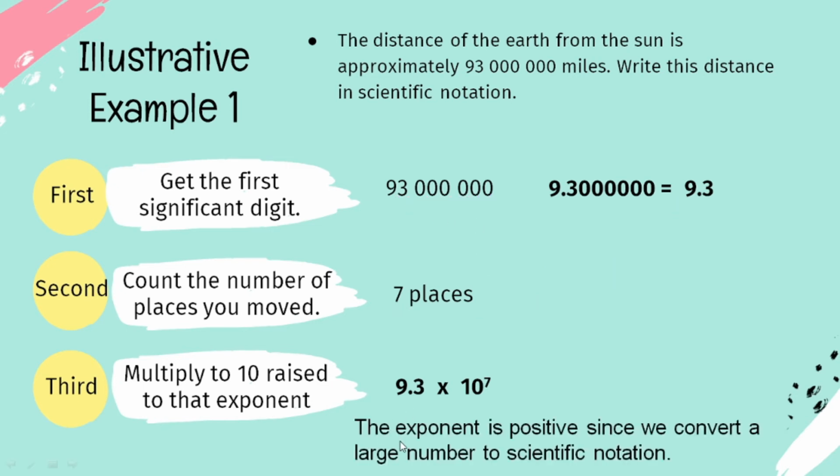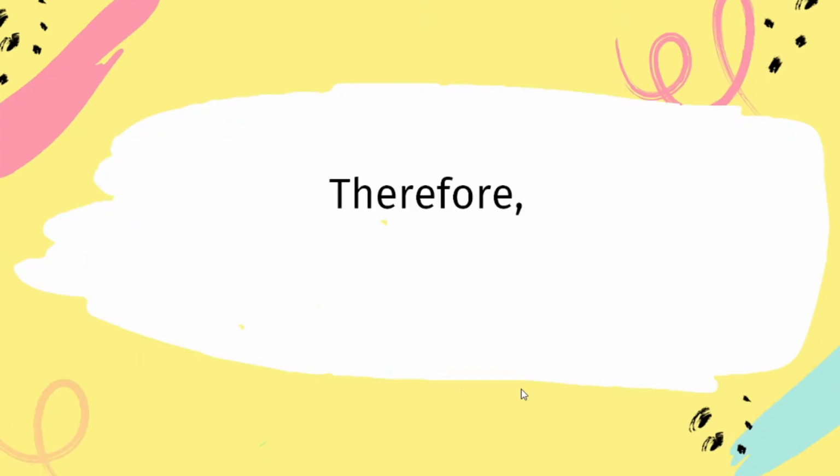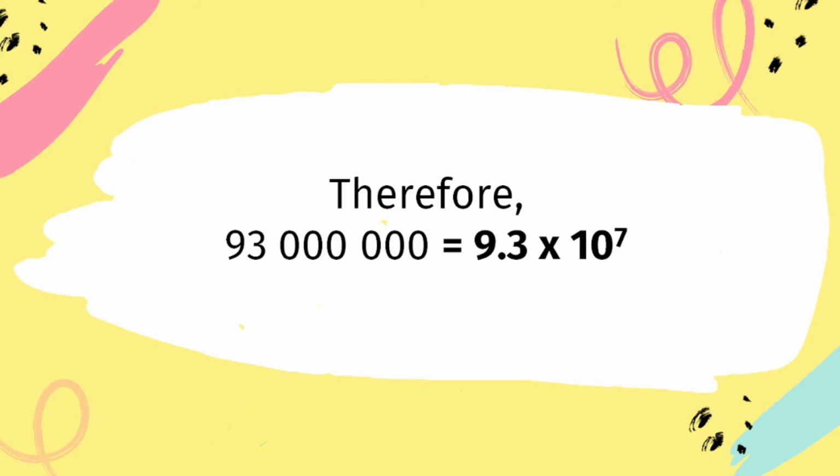Kung mapapansin nyo, positive yung exponent na 7 since we convert a large number to scientific notation, kasi ang 93 million ay malaki, tama? Since malaki yung convert natin papunta sa scientific notation, ang exponent natin na naka-raise kay 10 ay positive. Therefore, our final answer is 93 million equals 9.3 times 10 raised to 7.